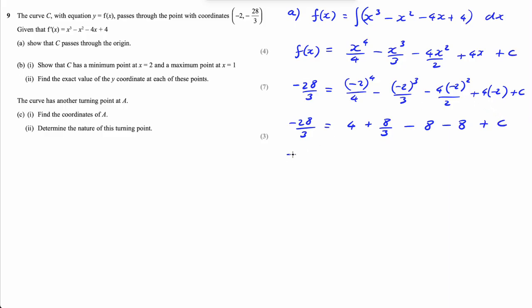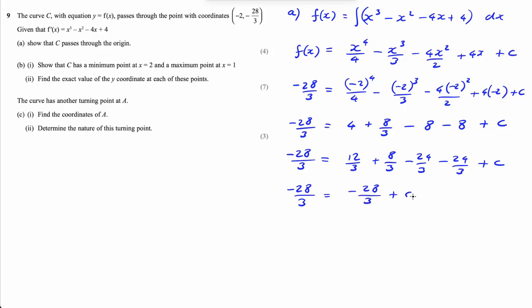Okay, so minus 28 over 3 equals, I'm going to guess this is going to be equal to negative 28 over 3. So guys, this is 12 over 3 plus 8 over 3 minus 24 over 3 minus 24 over 3 plus c. This is minus 48 plus 20 is minus 28. So minus 28 over 3 equals minus 28 over 3 plus c. C is therefore equal to 0.